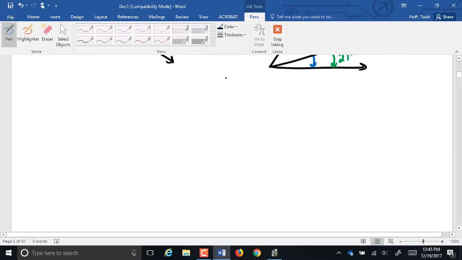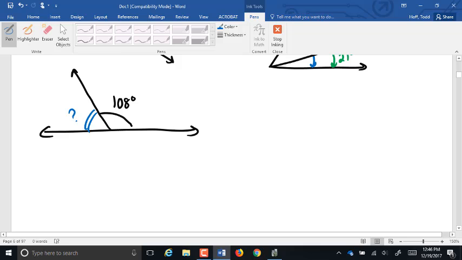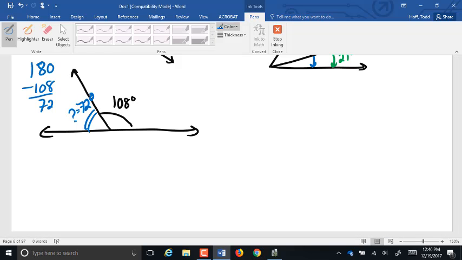There are special combinations of those adjacent angles. We might have this situation. Let's say we are told that this angle here is 108 degrees. What's this angle have to be? How do we find that angle? Perfect. 180 minus 108 gives us 72 degrees. This has to be a 72-degree angle.